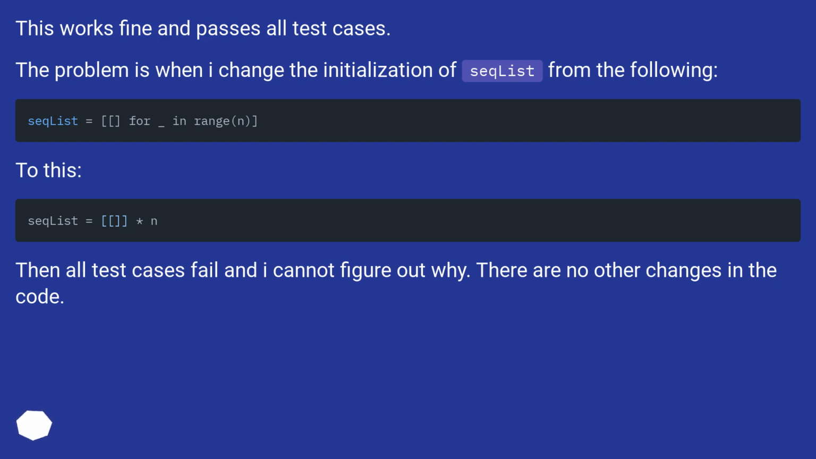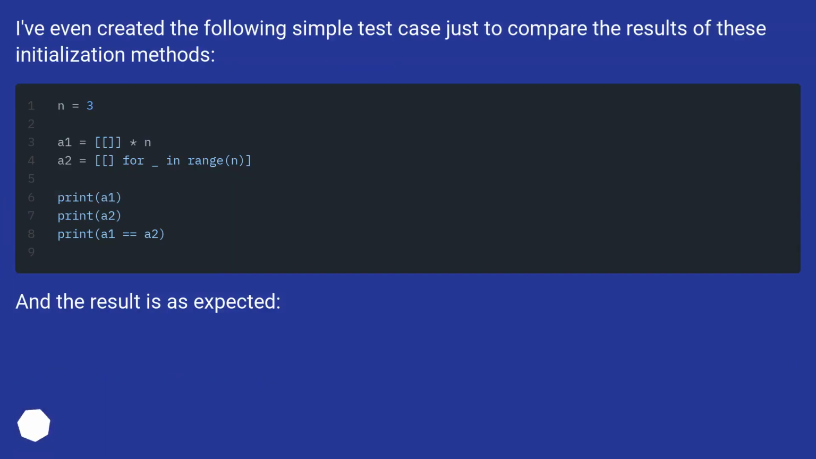The problem is when I change the initialization of sequence from the following to this. Then all test cases fail and I cannot figure out why. There are no other changes in the code. I've even created the following simple test case just to compare the results of these initialization methods. And the result is as expected.